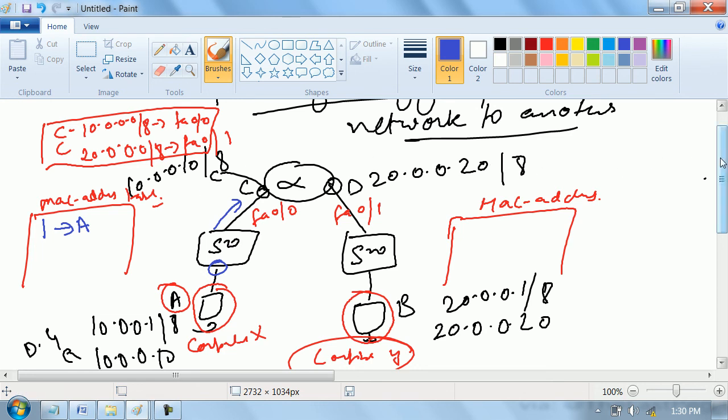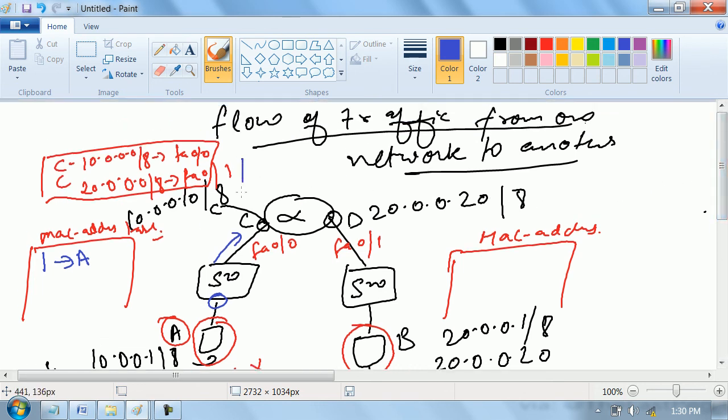Guys, look here. Router will also maintain an ARP table in which it will maintain an entry that for 10.0.0.1 its MAC address is A, and router will reply. When router will reply with its MAC address C, it will hit this interface, and switch will make an entry that on port number 2 a device is connected whose MAC address is C.